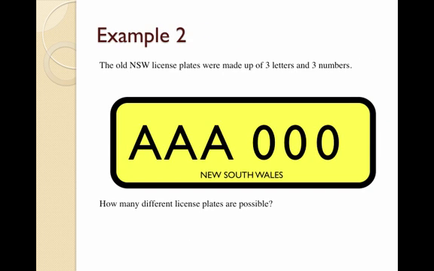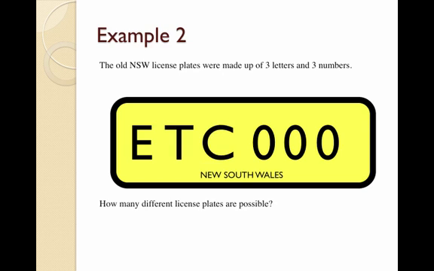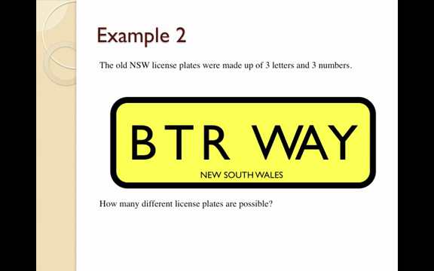Let's look at a more realistic problem. The old license plates were made up of 3 letters and 3 numbers. So our question is, how many different license plates can they make with this combination of letters and numbers? I have one here already. All I have to do is change one letter and I have a different selection. Now, I could keep changing the first letter and get all the possible combinations, but this goes on for a very long time, and counting them all individually will take forever. There's got to be a better way.